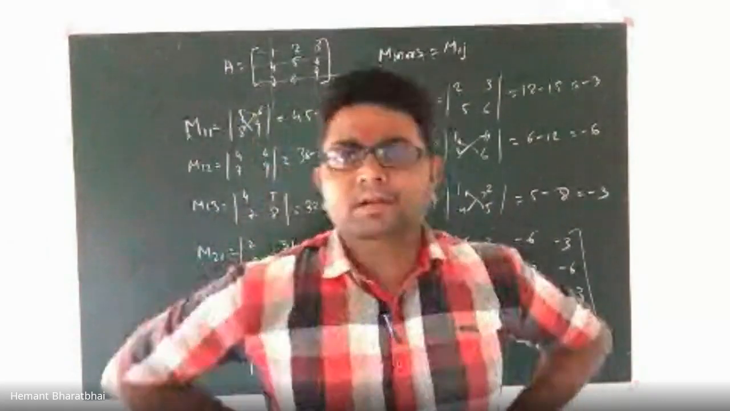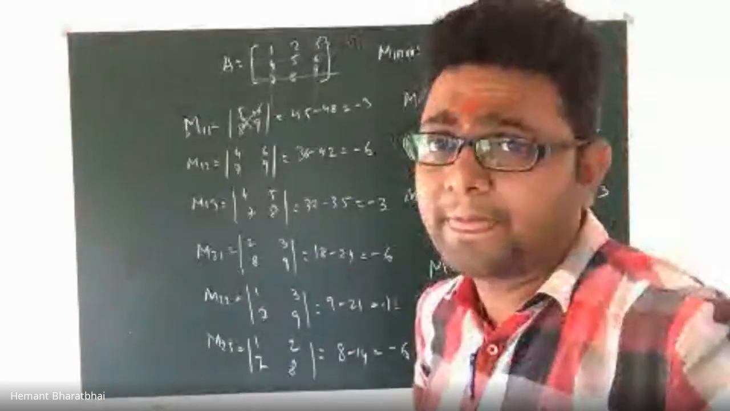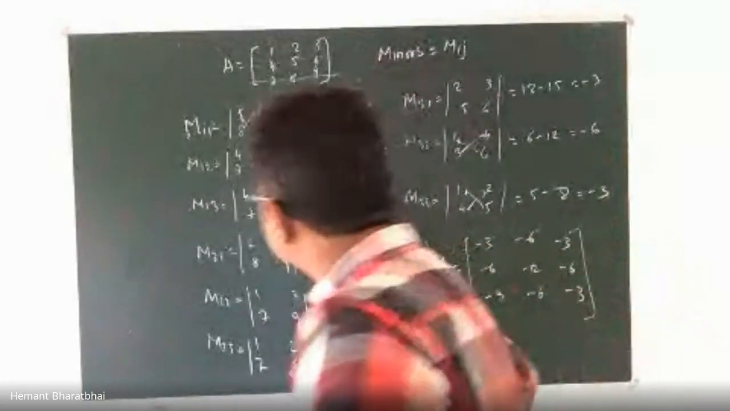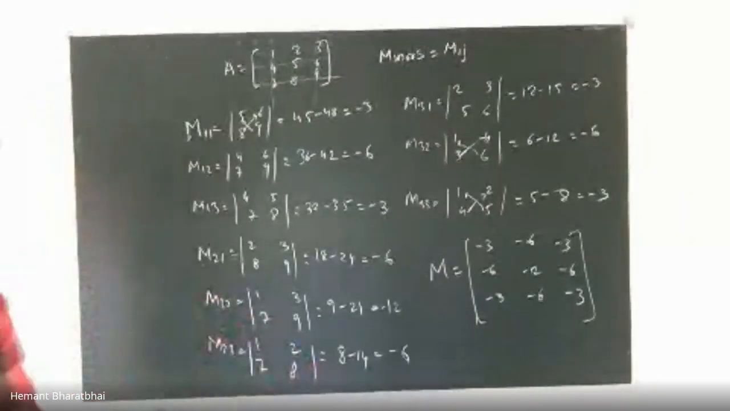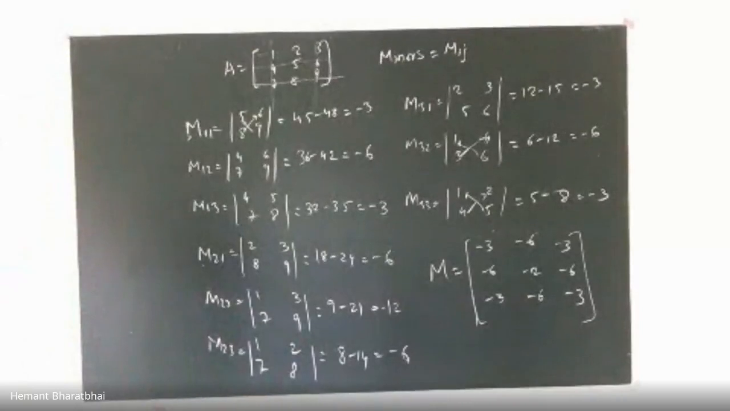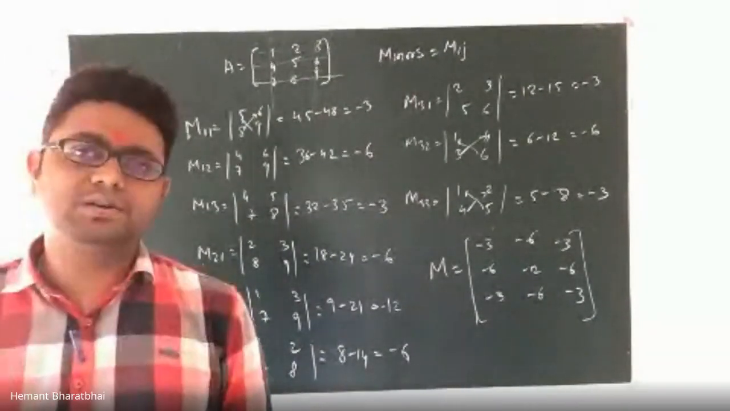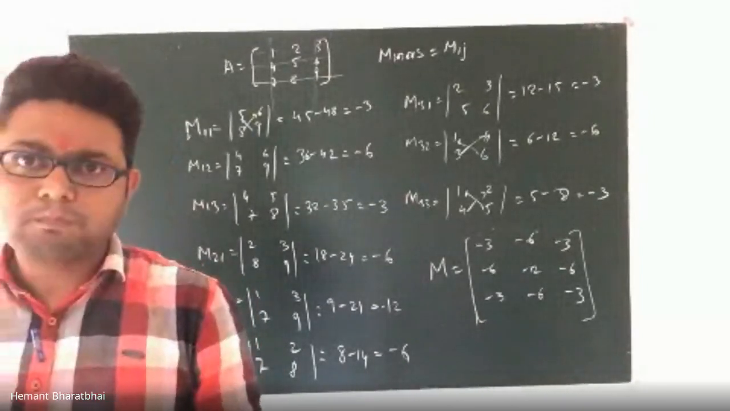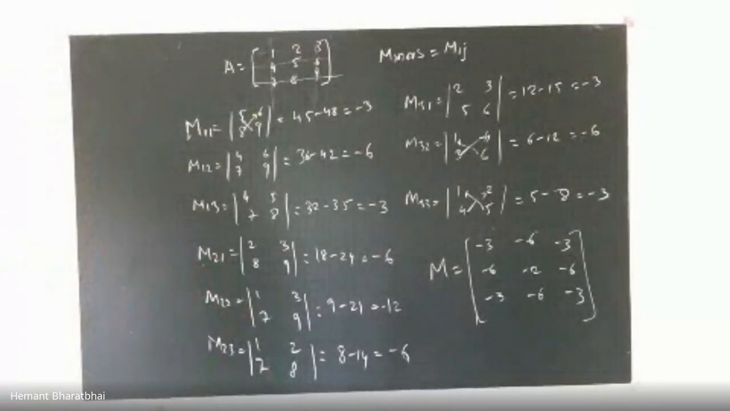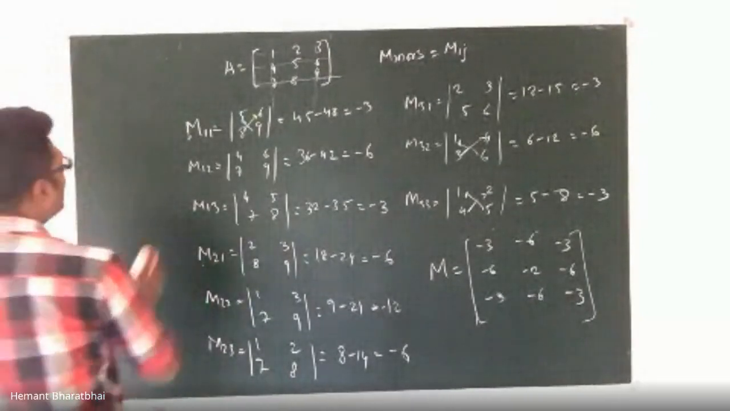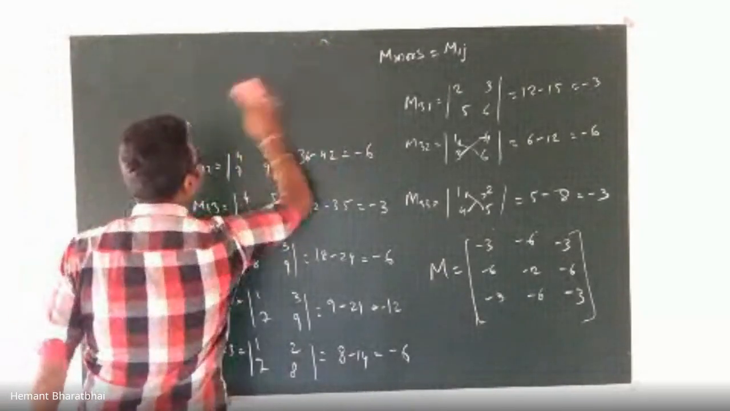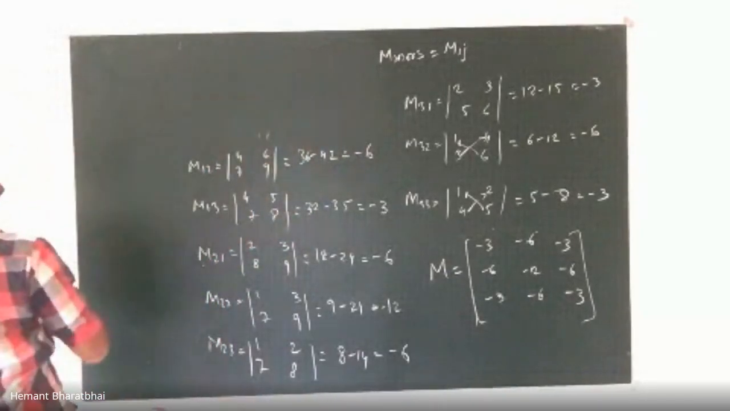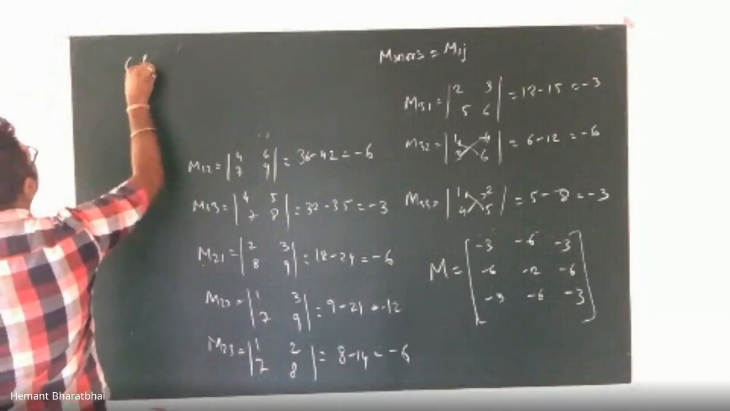So this is the minors of a matrix. Now, I hope you have understood what are minors of a matrix. Then let's see what is the cofactor.